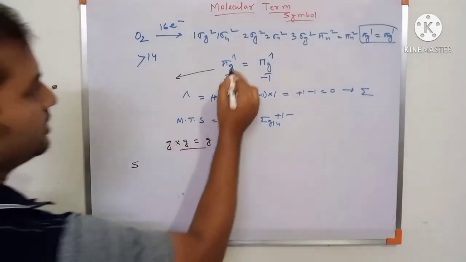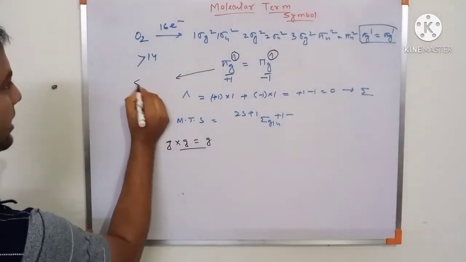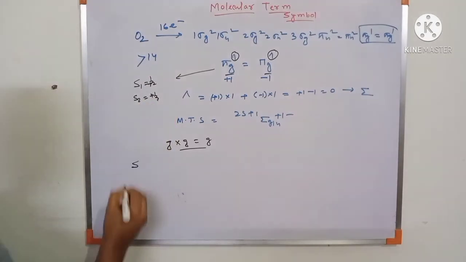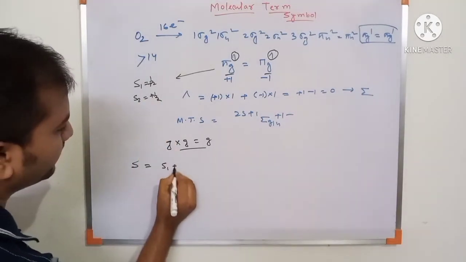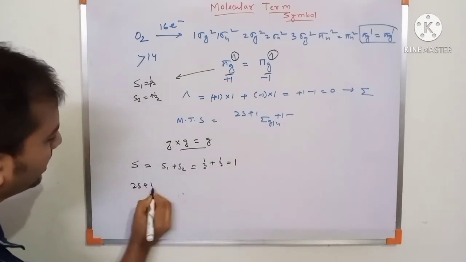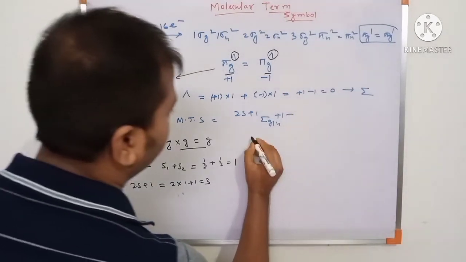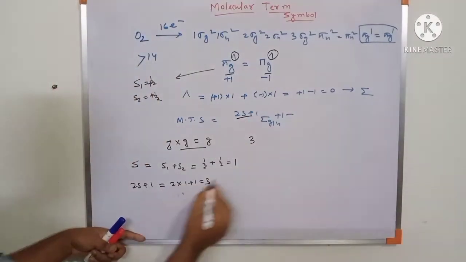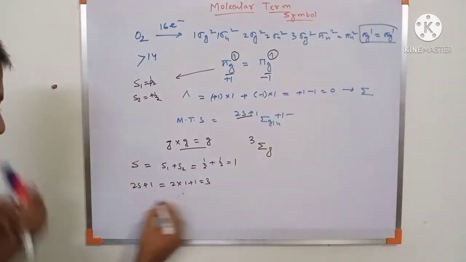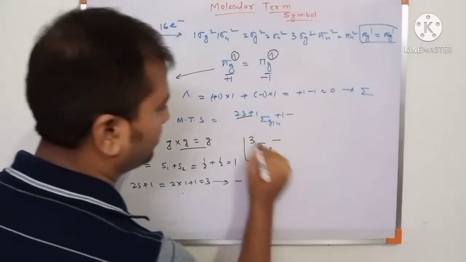S, suppose one is up spin and another is up spin. So S1 equal to plus half and S2 equal to plus half. So S equal to S1 plus S2 equal to 1. So 2S plus 1 equal to 2 into 1 plus 1 equal to 3. So one spectroscopic term has 2S plus 1 value 3, and sigma, this is g, and plus or minus. We know 2S plus 1 value 3, so this is minus. So this is the spectroscopic term 3 sigma g minus.